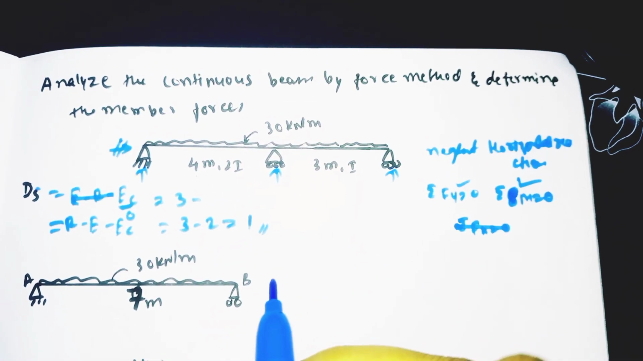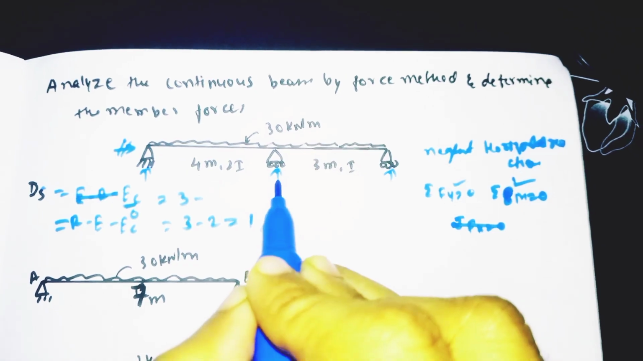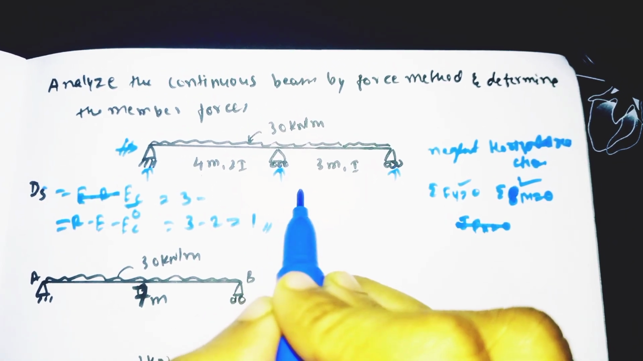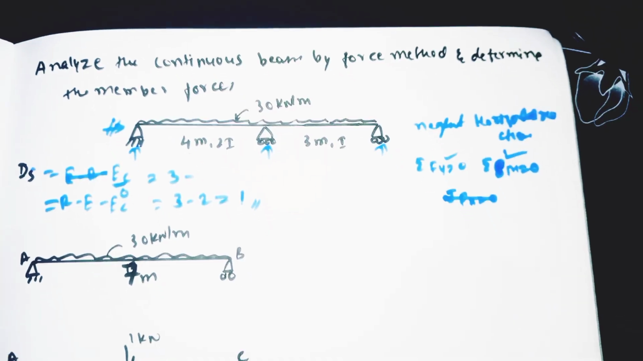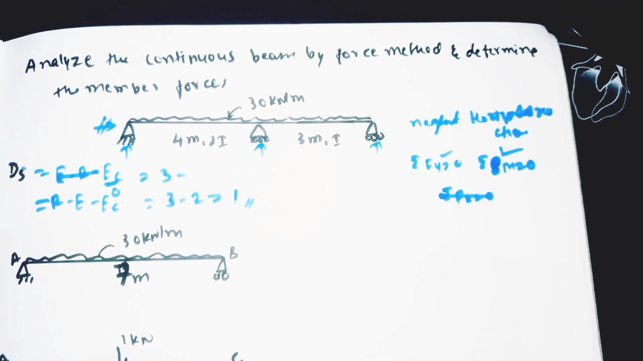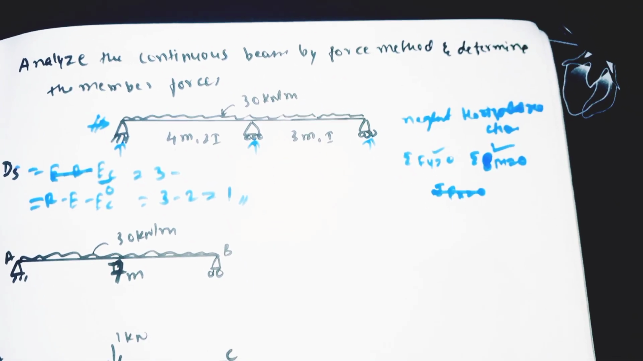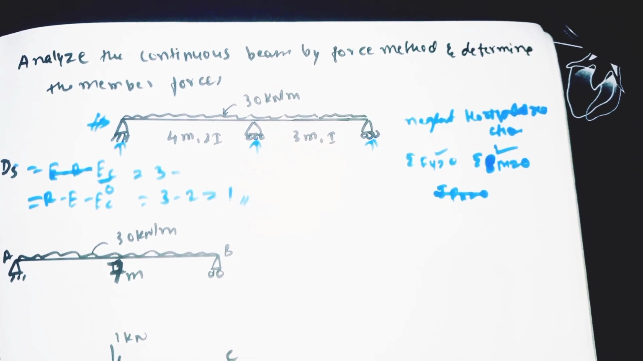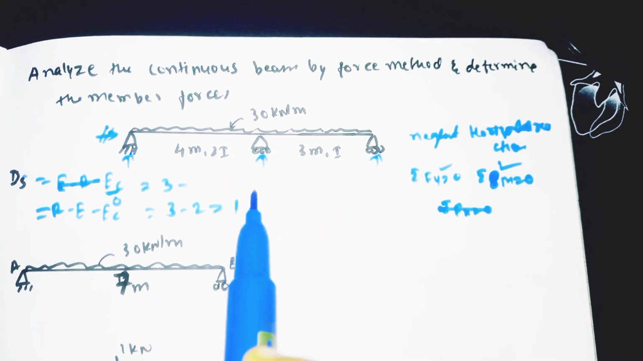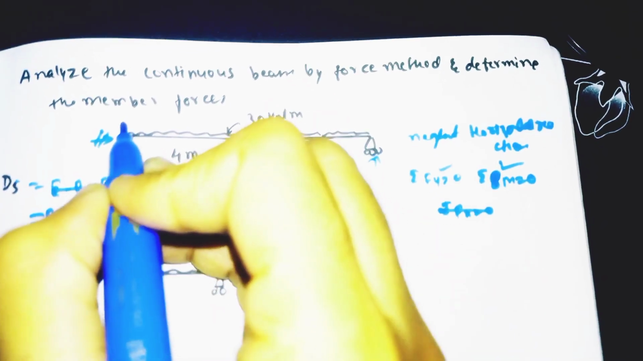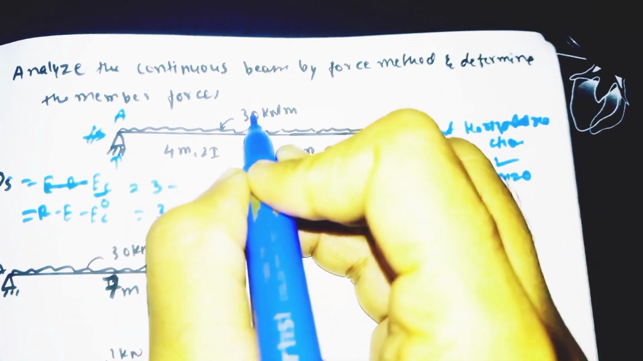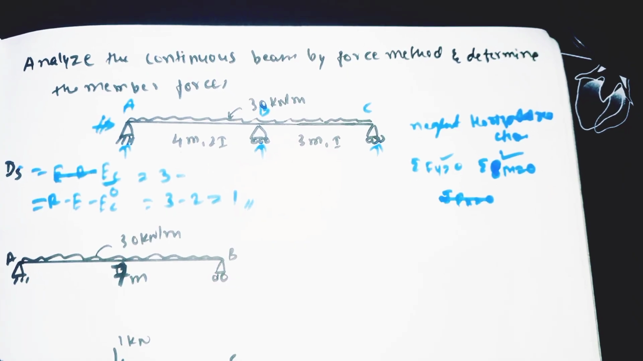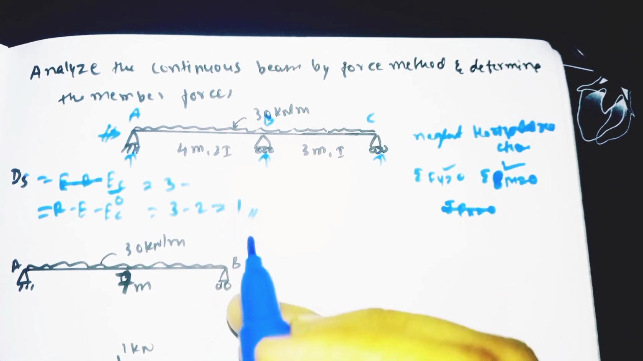So how many redundants are there? Here one redundant is there. So the structure is statically indeterminate. To make it statically determinate, we need to remove one redundant from this structure. So I am taking support B. This is A, this is B, this is C. I am taking support B and considering it as the redundant.